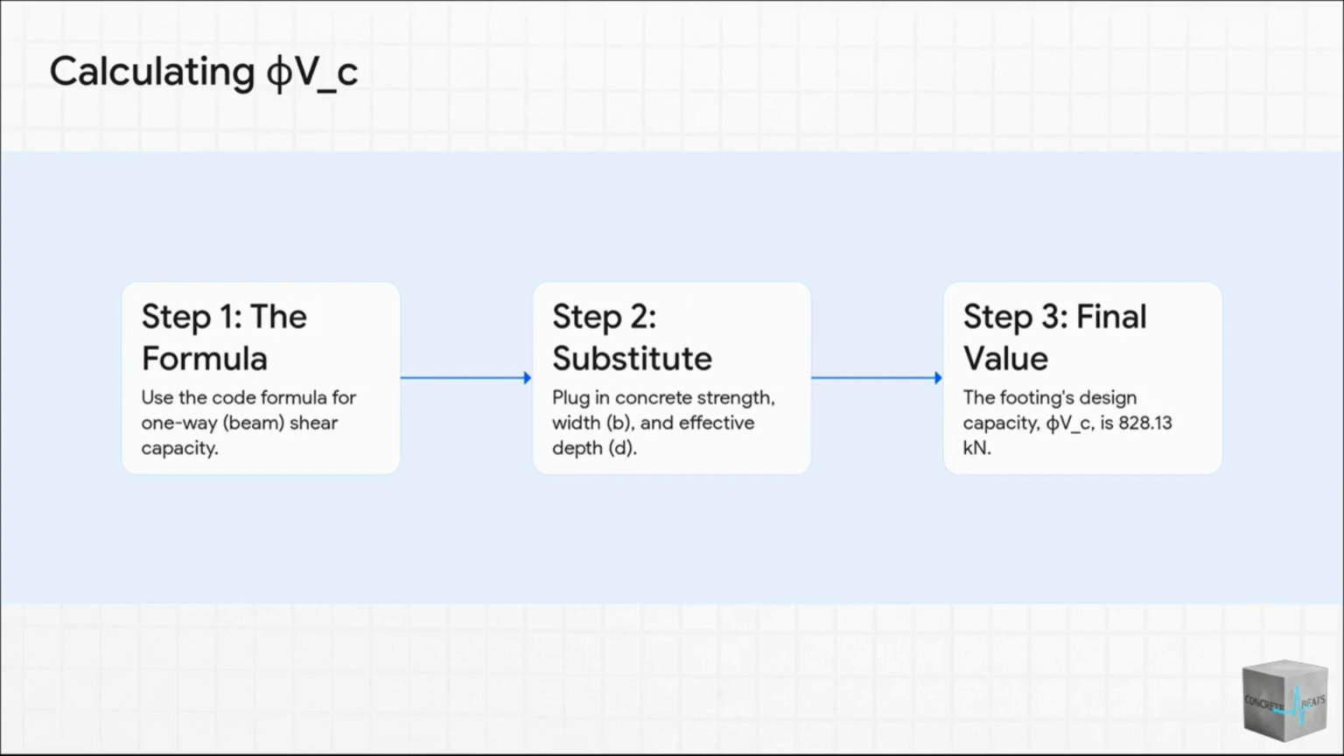Now for the capacity. Take a close look at the formula here. You might notice it's a little different from the one for punching shear. It's actually less conservative, and there's a good reason for that. Beam shear is a more ductile, less sudden failure. So we use our concrete strength, the footing width, and our effective depth, along with that same phi factor of 0.75, and we get a design capacity of 828.13 kilonewtons.